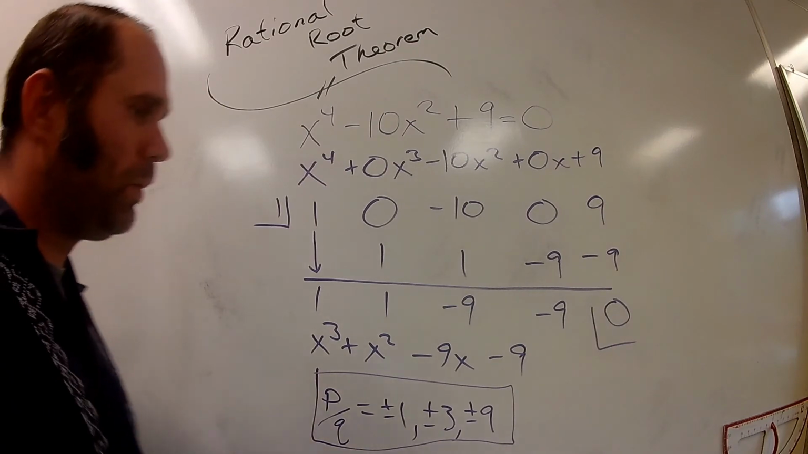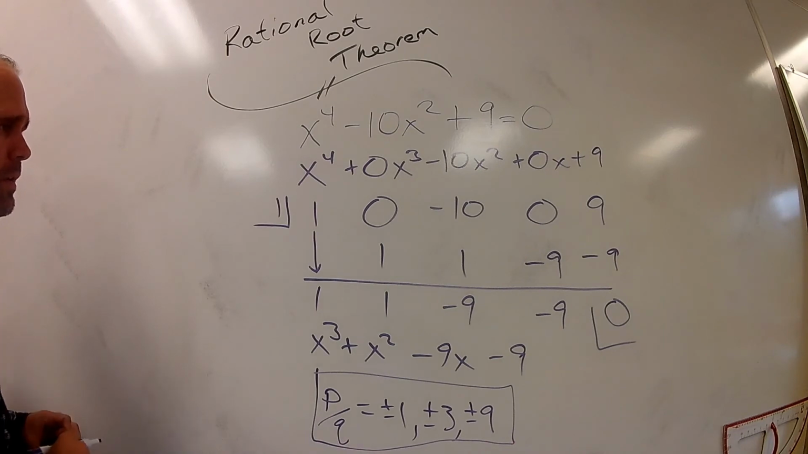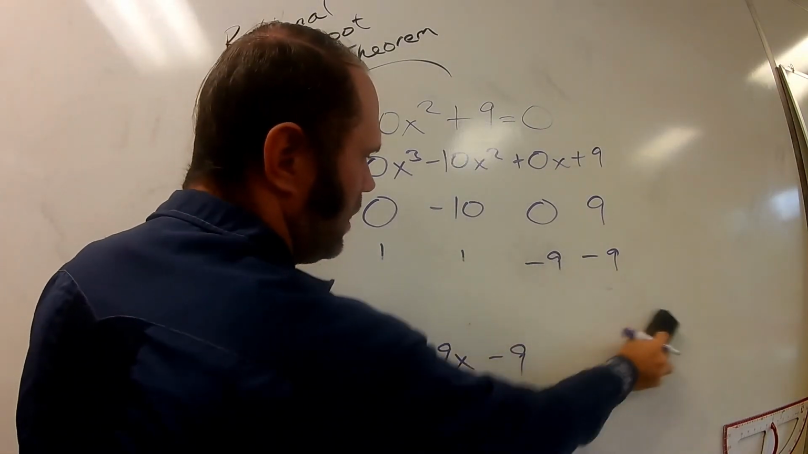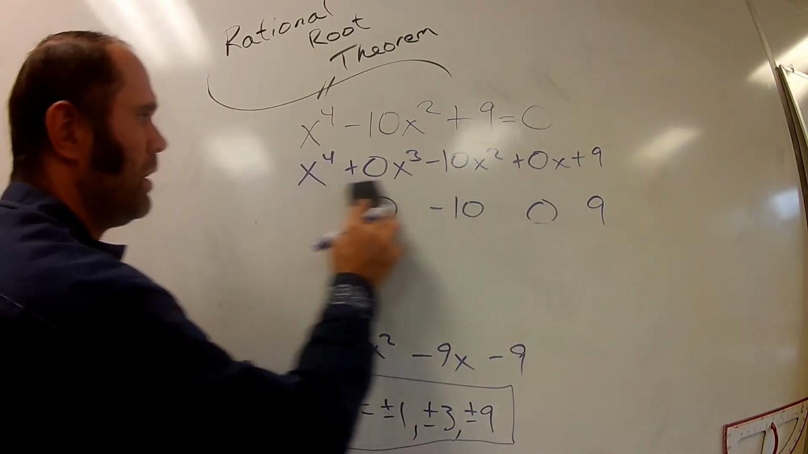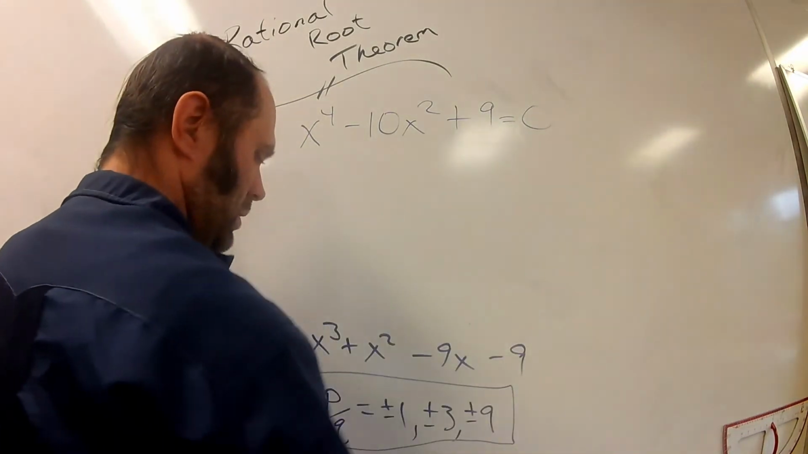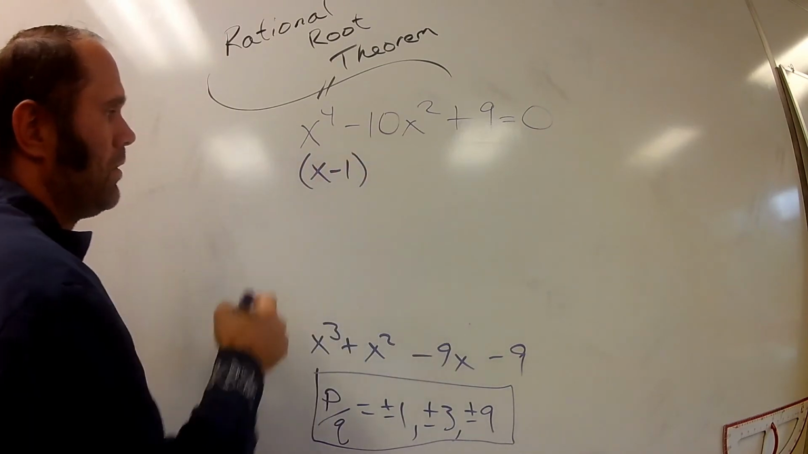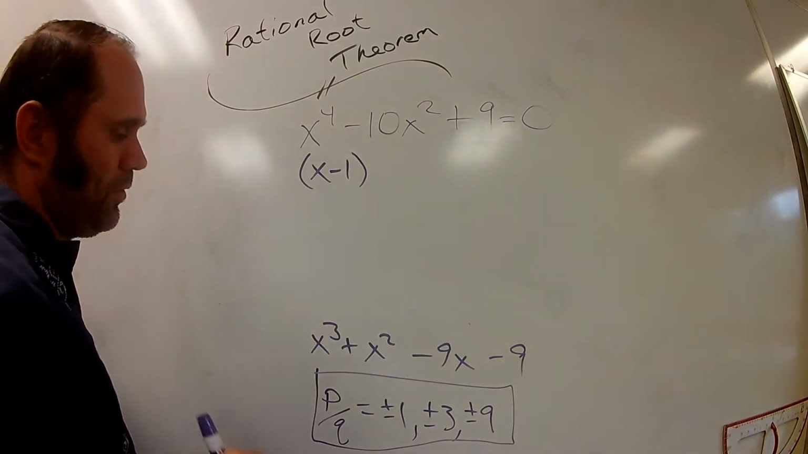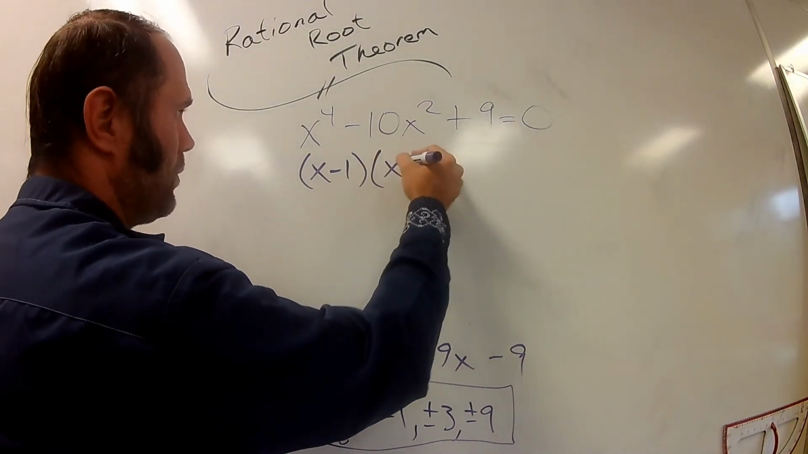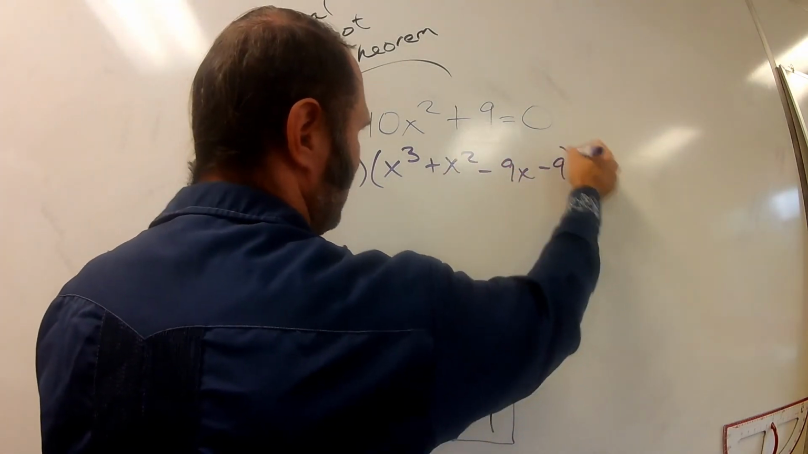So we want to write that down. So this is x equals 1. X equals 1 worked, so that's x minus 1. Because again, when you set that equal to 0, you add 1 to both sides. So that's where the 1 came from. That worked. And we were left over with x cubed plus x squared minus 9x minus 9.